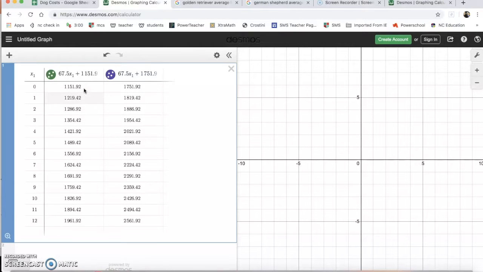Maybe you want to look at some specific months. So after half a year, 6 months, the German Shepherd's going to cost you about $1,500 and the Golden Retriever $2,100. Maybe you want to look at after a year and compare the prices of the two dogs. I think it's also interesting to think about how much it's going to cost you to own the dogs for the lifespan of the dog.